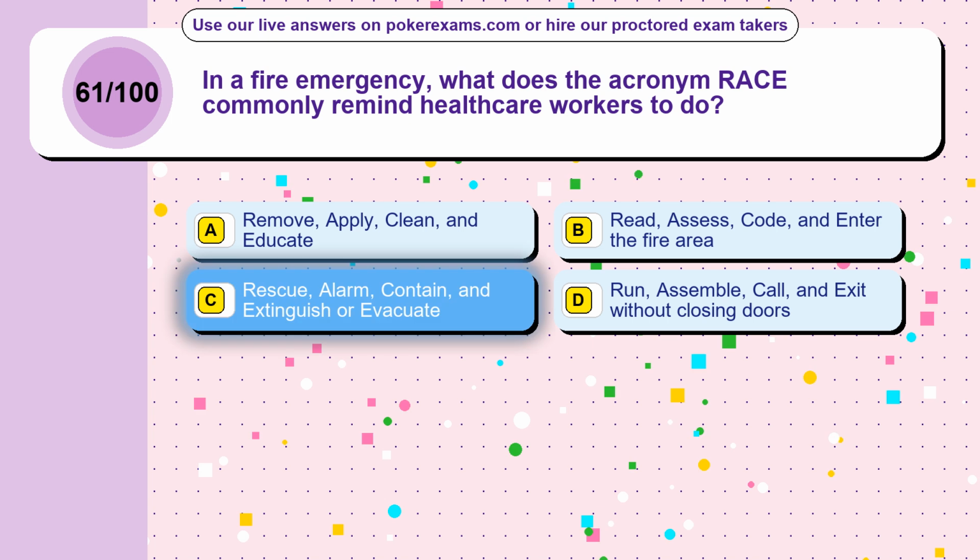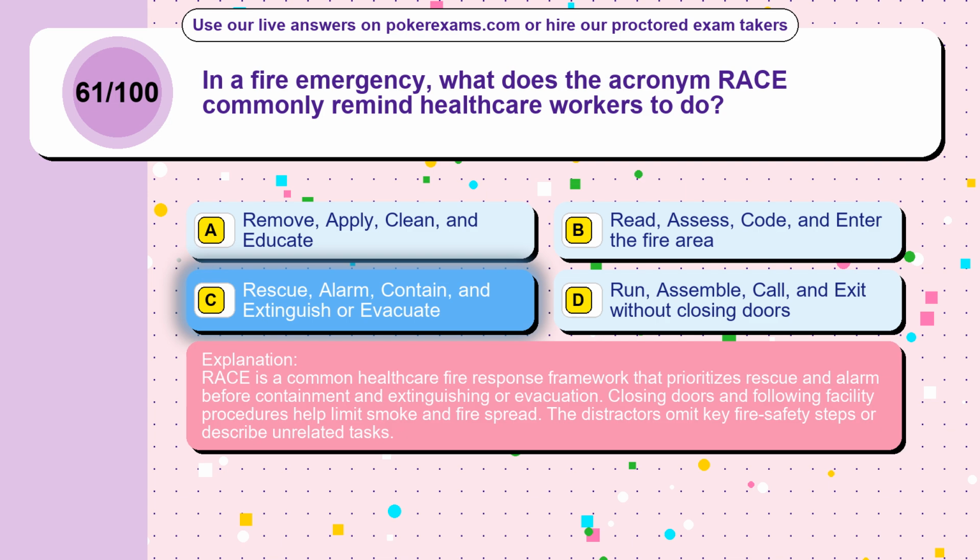The correct answer is option C, rescue, alarm, contain, and extinguish or evacuate. RACE is a common healthcare fire response framework that prioritizes rescue and alarm before containment and extinguishing or evacuation. Closing doors and following facility procedures help limit smoke and fire spread. The distractors omit key fire safety steps or describe unrelated tasks.